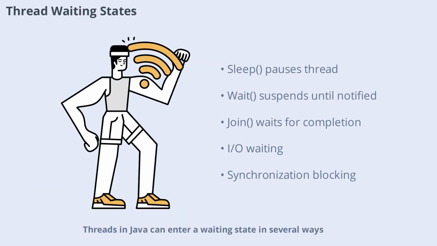Threads in Java can enter a waiting state in several ways. The sleep method pauses execution for a set time, while the wait method suspends a thread until another thread notifies it. The join method causes a thread to wait until another thread finishes. Threads may also wait for I/O operations or become blocked due to synchronization issues. Managing these waiting states is crucial for building robust, concurrent applications.